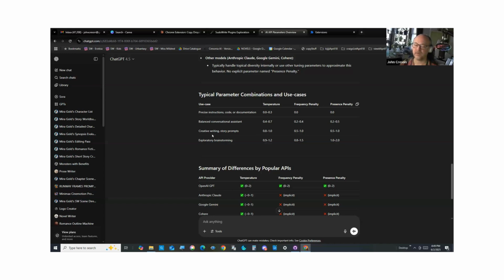So it suggests for creative writing and story prompting to up it. And so maybe we do want to up it for the kind of stories that we're writing, and the presence penalty 0.5 to 1. So it's a higher penalty here than what we're normally working with. Exploratory brainstorming, crank that up, it says. Frequency penalty, crank it up to 0.8. So we can't go to 1.5, but 1.2 for brainstorming.